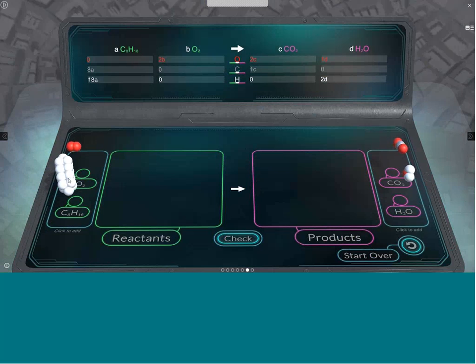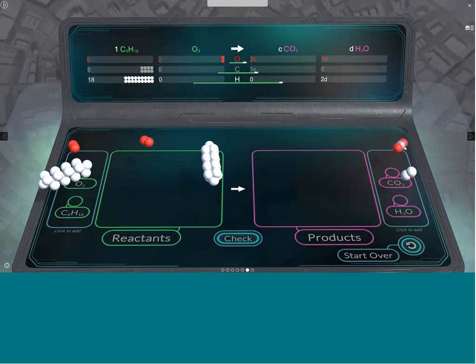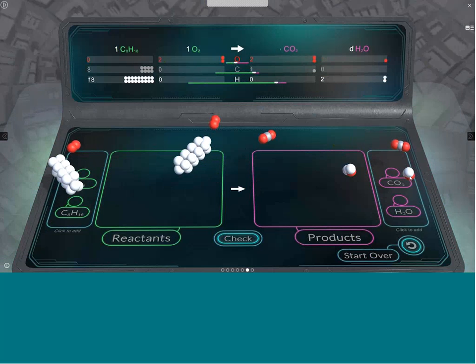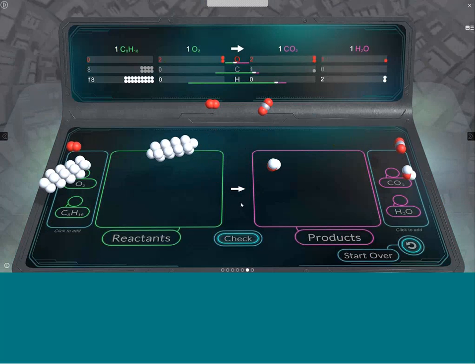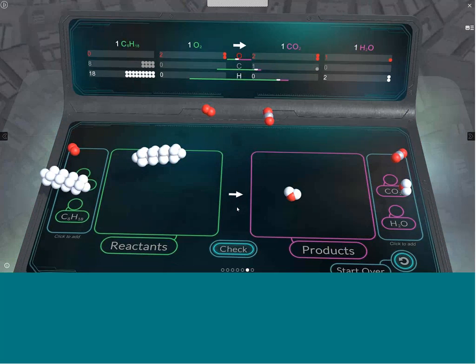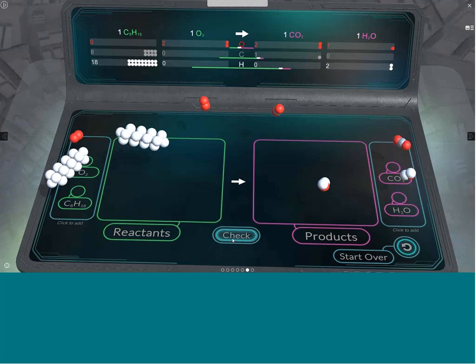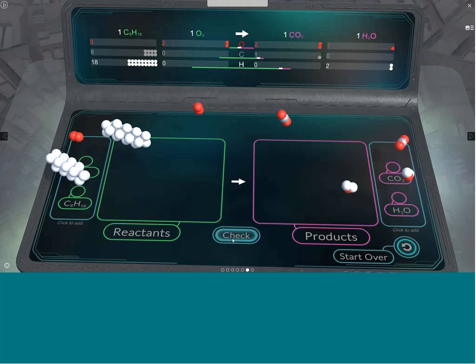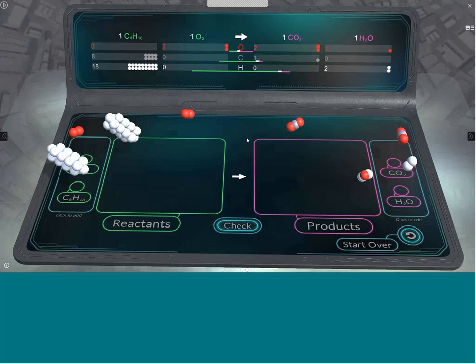So let's just start by adding one of each of these molecules to each side of the equation. I'm just going to go ahead and try this. Maybe this is right. Maybe we just need one of each. I'm going to hit check, and it flashes red. It indicates to me that, no, this is not right. This equation is not balanced.